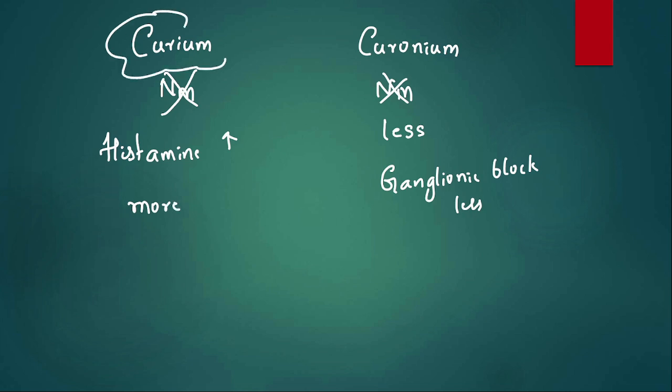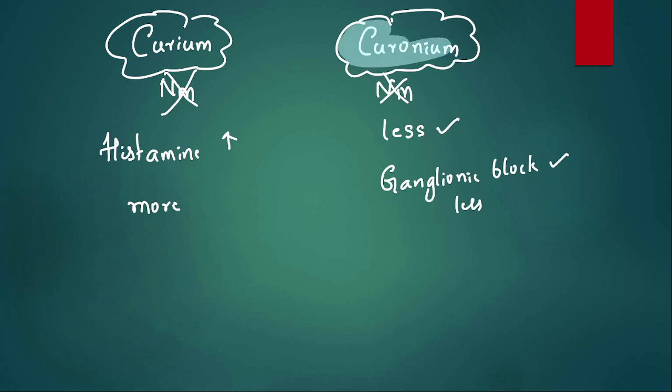So that's why nowadays what we prefer is curonium drugs, because of less histamine release and less ganglionic blockade. Examples of curonium, if you want, pancuronium, vecuronium, rocuronium, like that. So the question is not asking about this. The question is asking about the difference between cisatracurium and atracurium.